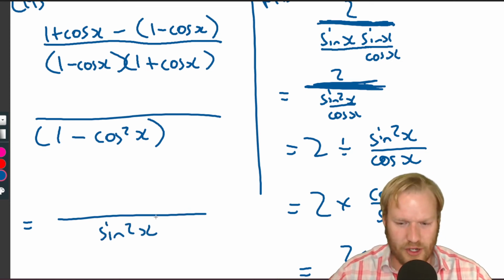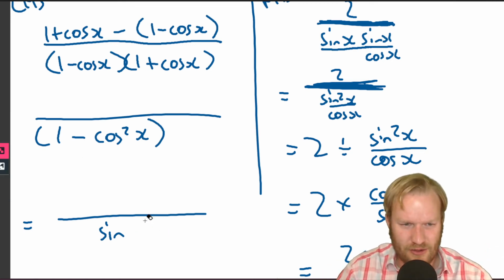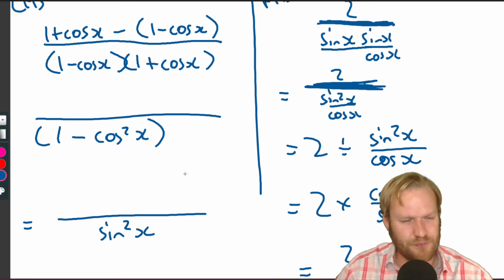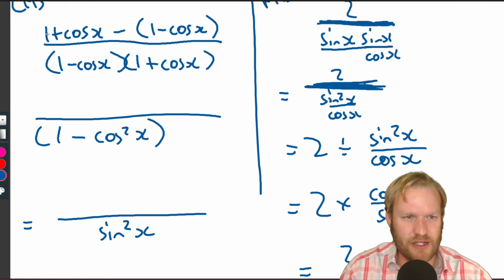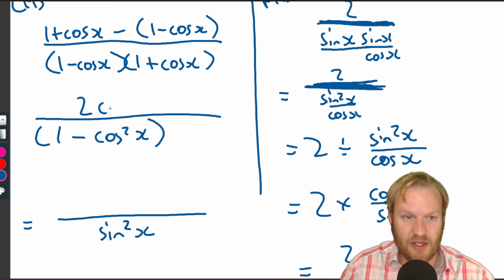And I'm kind of going through these at a decent pace. That's because you're going to have quite a few to practice yourself. Now that looks a little bit too much like sine 2x, so sine squared x. Okay, so that became that. The denominator worked out. The numerator, we had 1 plus cos x minus 1 minus cos x. Well, the 1 minus the 1 we can see is going to become 0. And we've got cos x minus minus cos x is 2 cos x. So we've got 2 cos x.